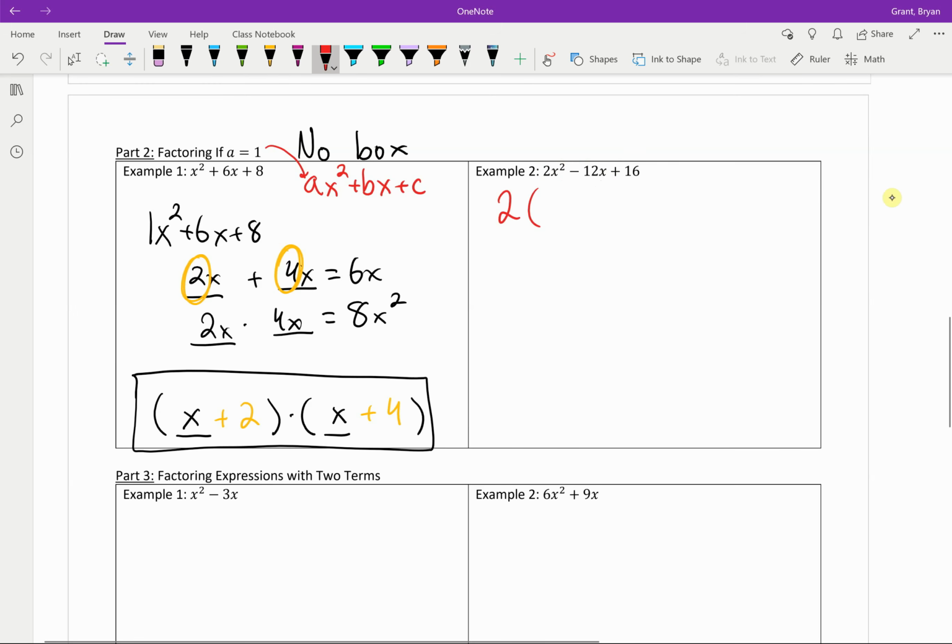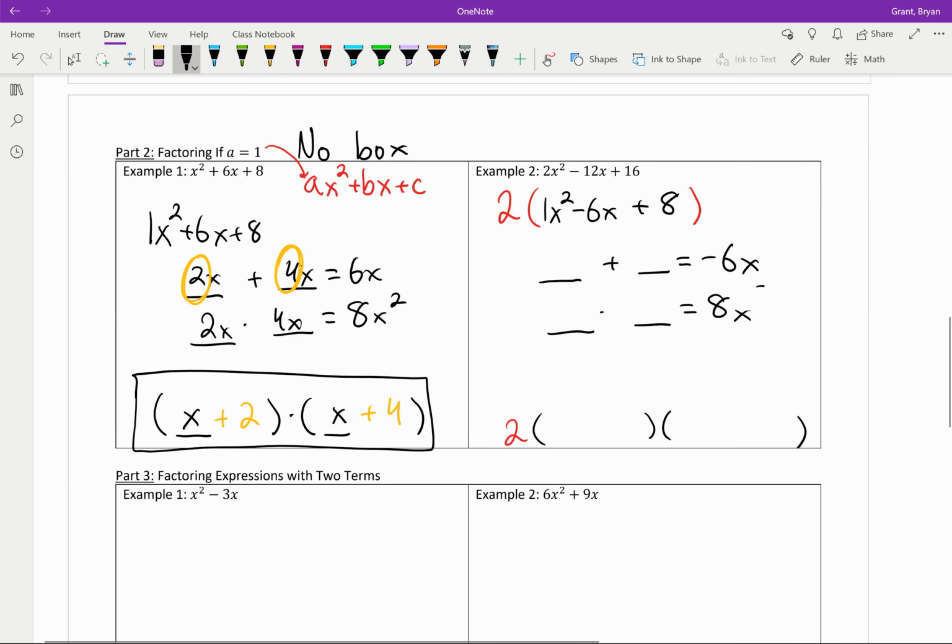So I'm going to do 2, big set of parentheses. That's going to give us 1 when we divide it out, minus 6x plus 8. Okay. And then I think we're probably back in business here. This is looking pretty good. We know that our final answer then is going to have a 2 out front and then 2 sets of parentheses. And notice here a is 1, so let's use our shortcut. We need two numbers that add up to equal negative 6x and multiply to equal first times last 8x squared.